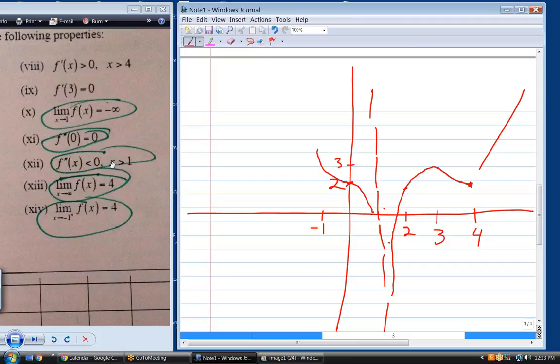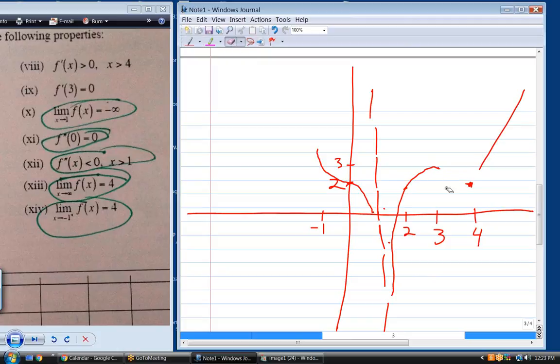Okay, let's look at this one. The second derivative is less than 0 whenever x is greater than 1. Well, the second derivative being less than 0 means what? It's concave down. Correct. Whenever x is greater than 1. So I've got this part of it right here is concave up, so I need to redraw that.